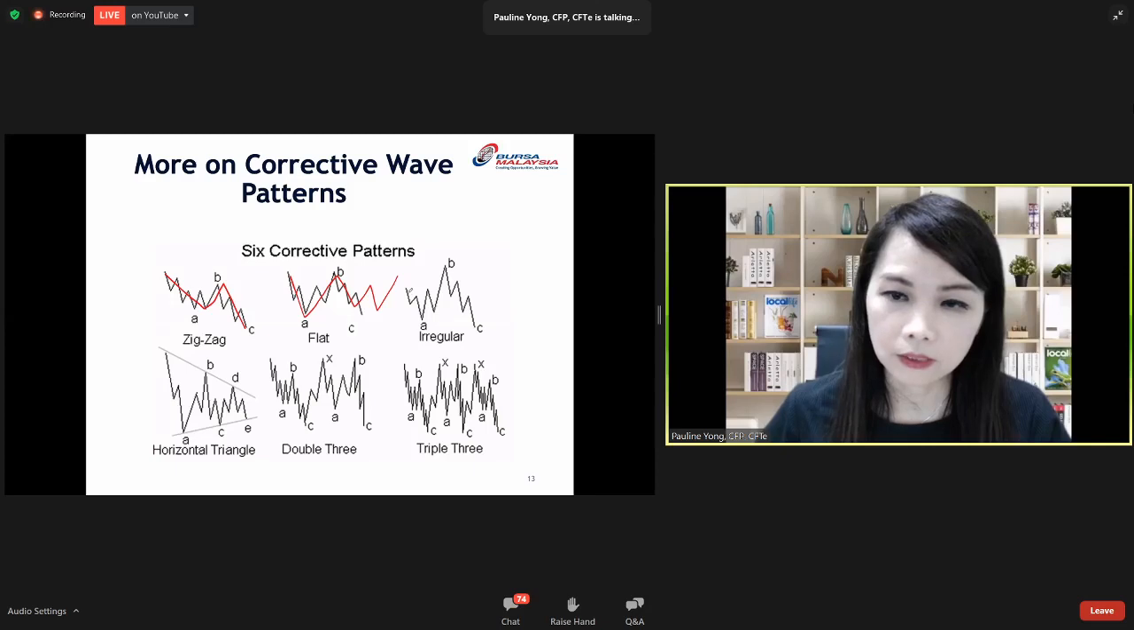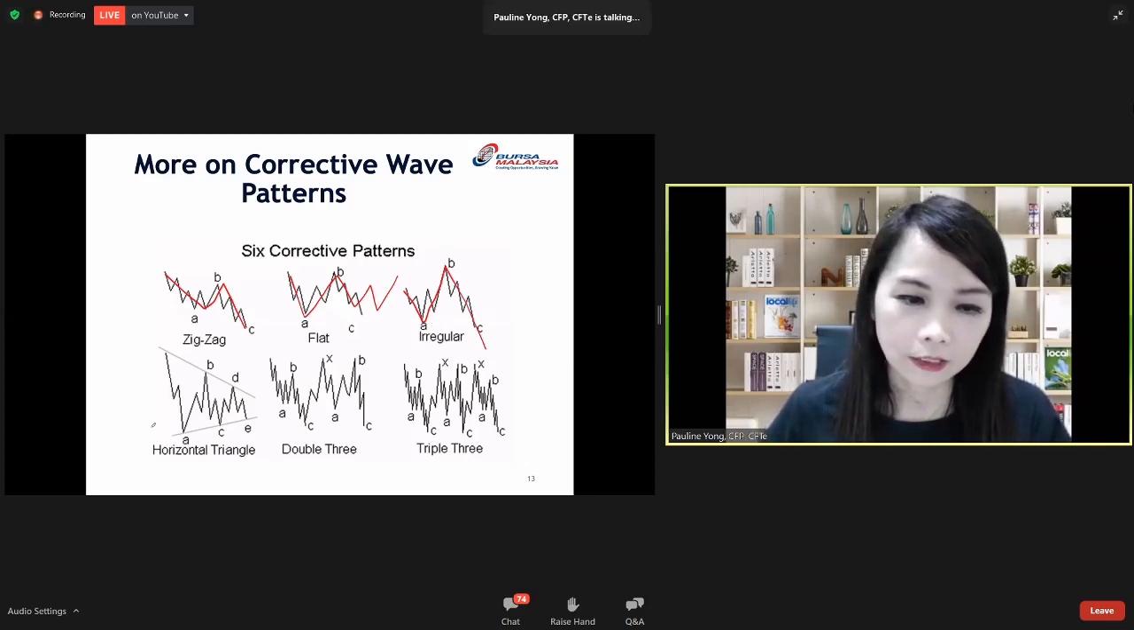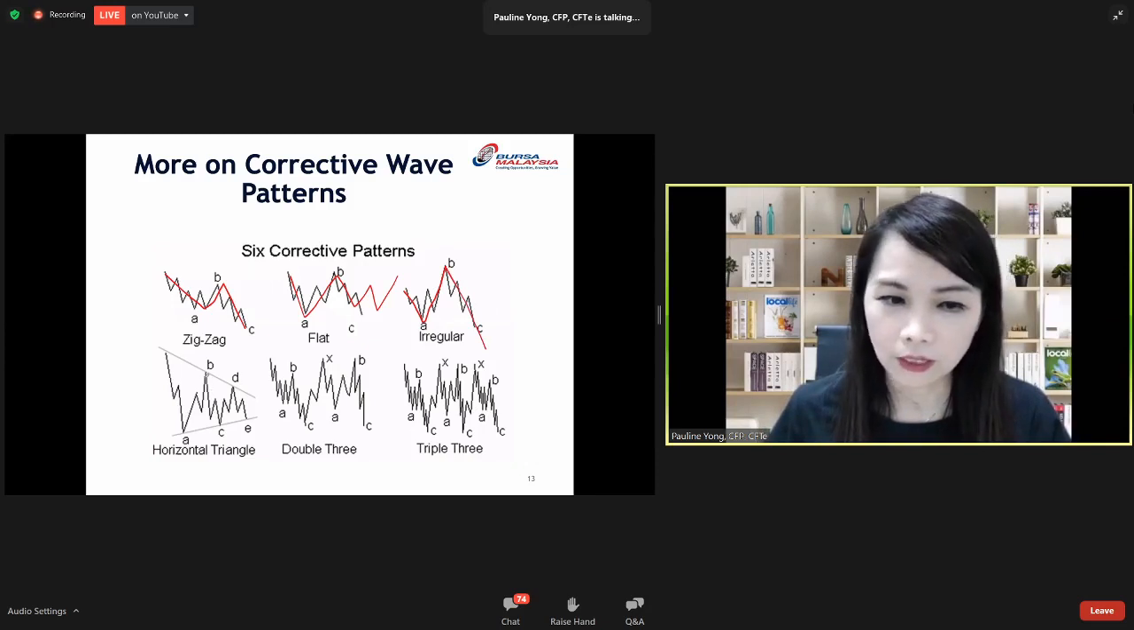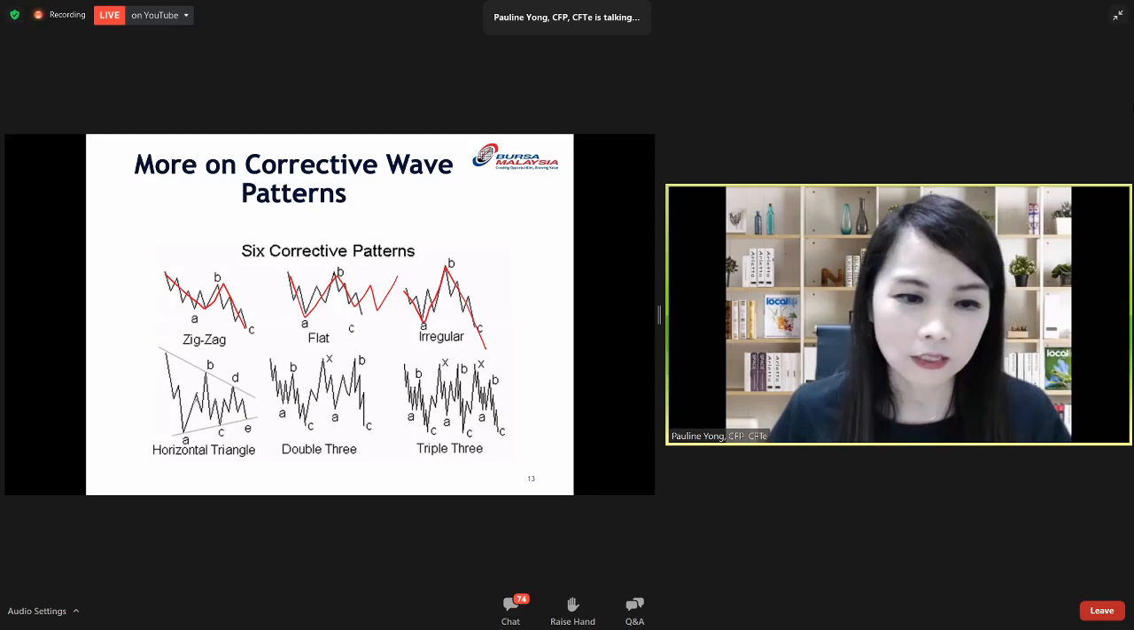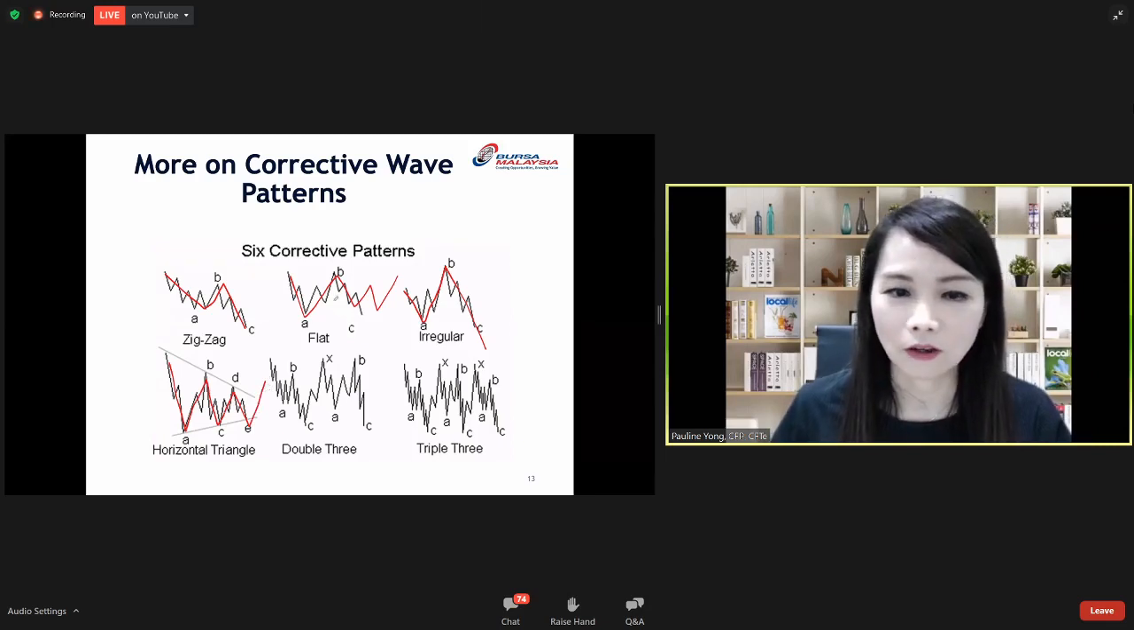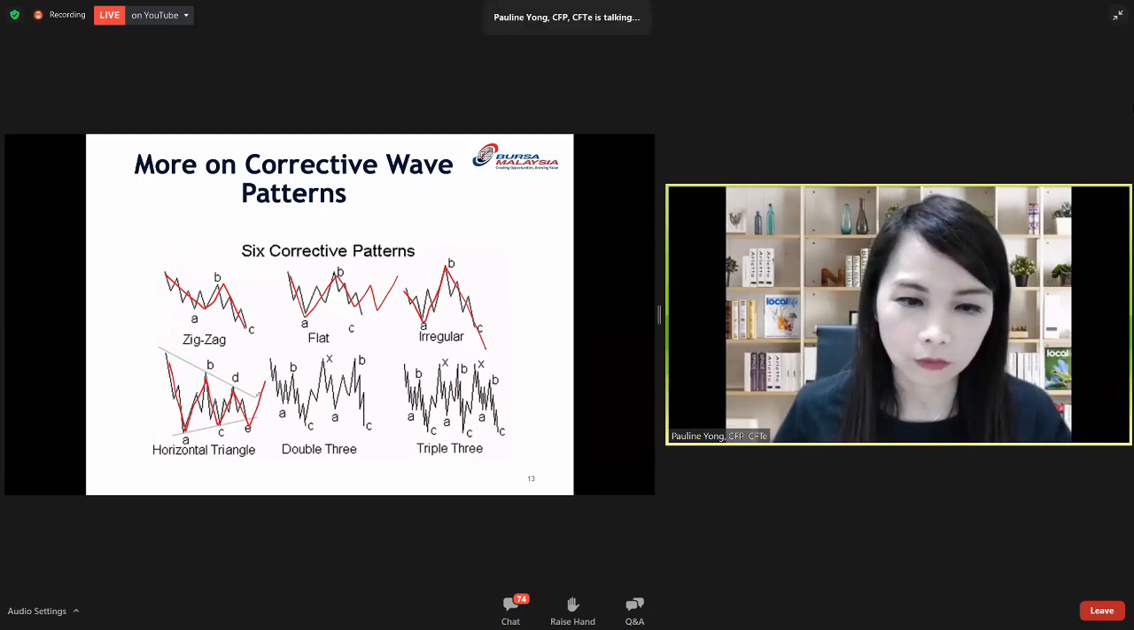And irregular is something where you go like this, and then this B will be above this, and then C will be beyond the A. So it's irregular. And this is my favorite. Some of you say that for the Bursa Malaysia stocks we always run into a triangle, and I have to say yes, we always run into this triangle. This triangle is A, B, C, D, E. Once you see this E, then you buy in, and that's it. All the way up.